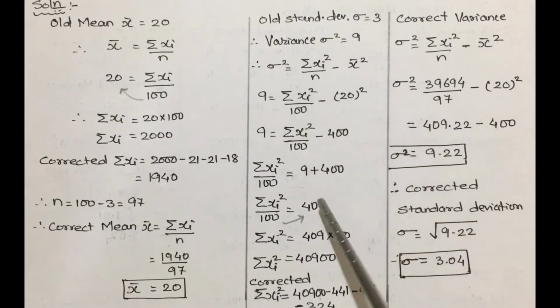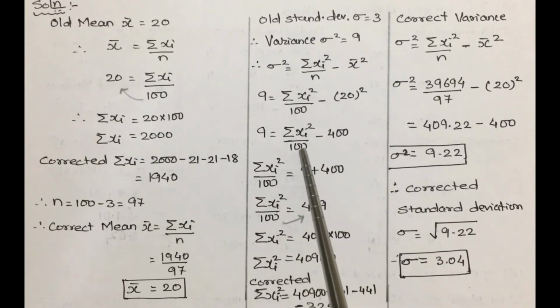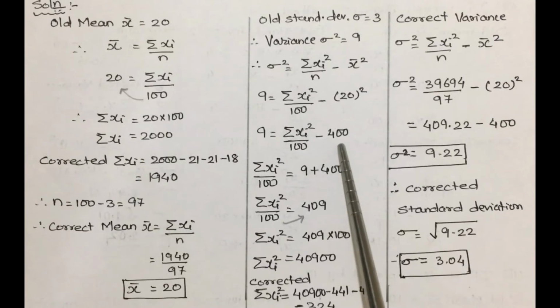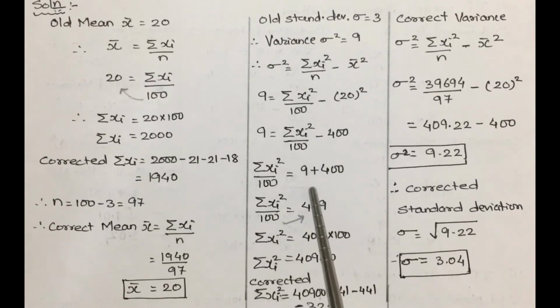and calculating it, we get 9 is equal to summation xi square upon 100 minus 400. Taking minus 400 to the other side, we get plus. So summation xi square upon 100 will be 409. 100 is shifted to the other side, so it will be multiplied. Summation xi square value becomes 40900.